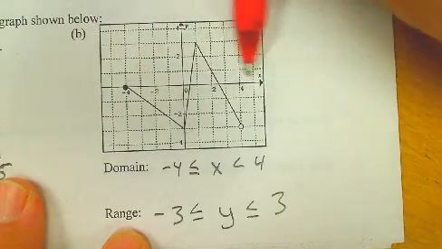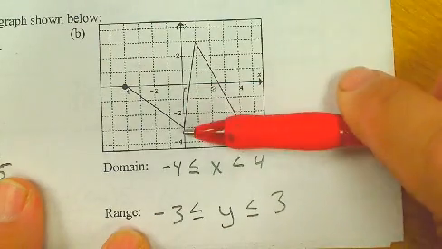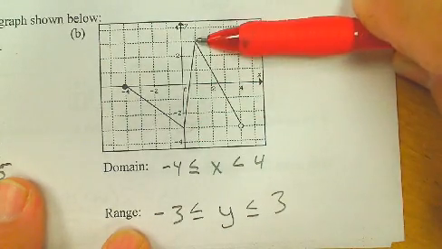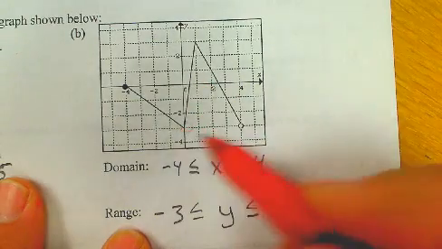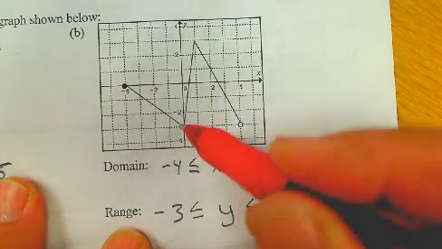Lowest x, highest x, lowest y, highest y. This is the tricky part: if I plugged in 0, I do get out 3, even though there's an open circle there. This one gives you a value for 3, that's why it's equal.